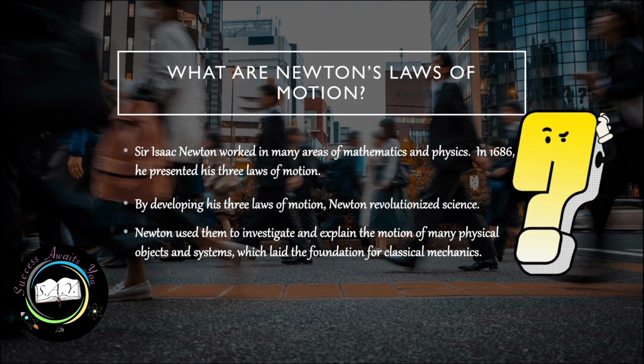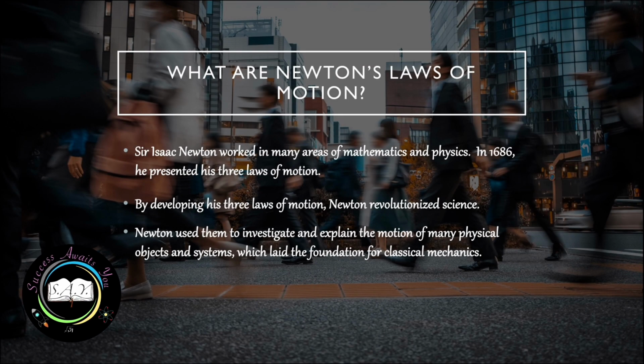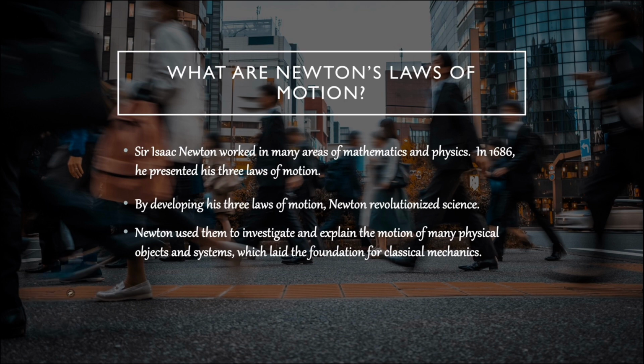What are Newton's laws of motion? Sir Isaac Newton in 1686 presented 3 laws of motion. These laws describe the relationship between the motion of an object and the forces acting on it. These laws laid the foundation for classical mechanics, which is the study of motion of bodies, also including special cases where bodies remain at rest.